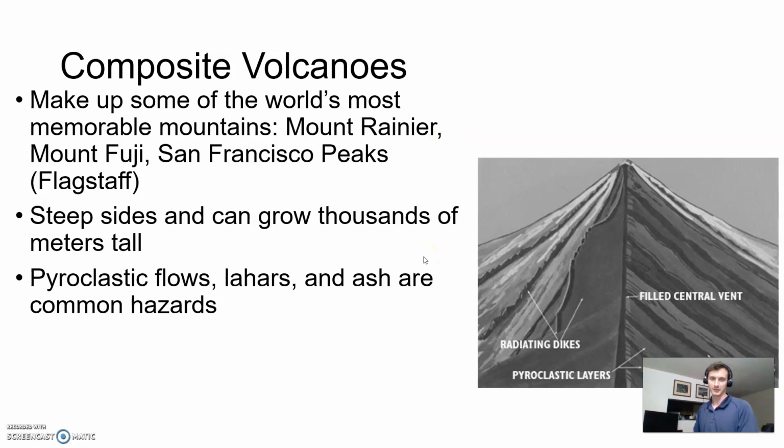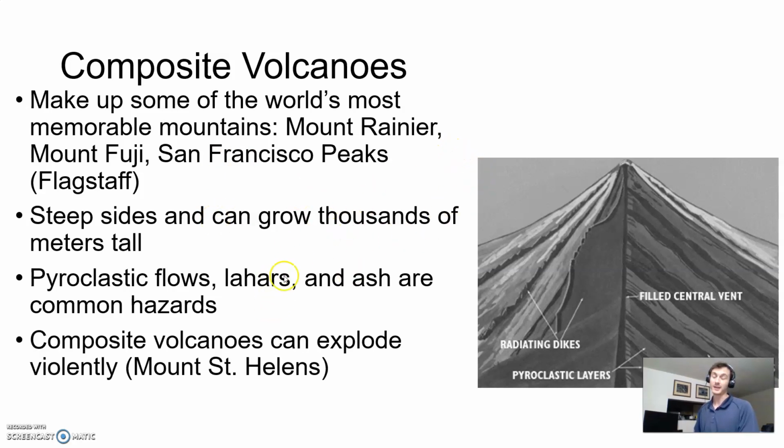There are associated hazards with these: pyroclastic flows, lahars, which are volcanic mudslides, as well as ash, and they can explode violently, as in the case of Mount St. Helens. And this gives you a little bit of the different parts of it here. Filled central vent. These, the radiating dikes, these are little magma cutting pipes here, which are not the central vent but come off and provide lava to the surface, and pyroclastic layers where this material has built up over time as part of forming a volcano.